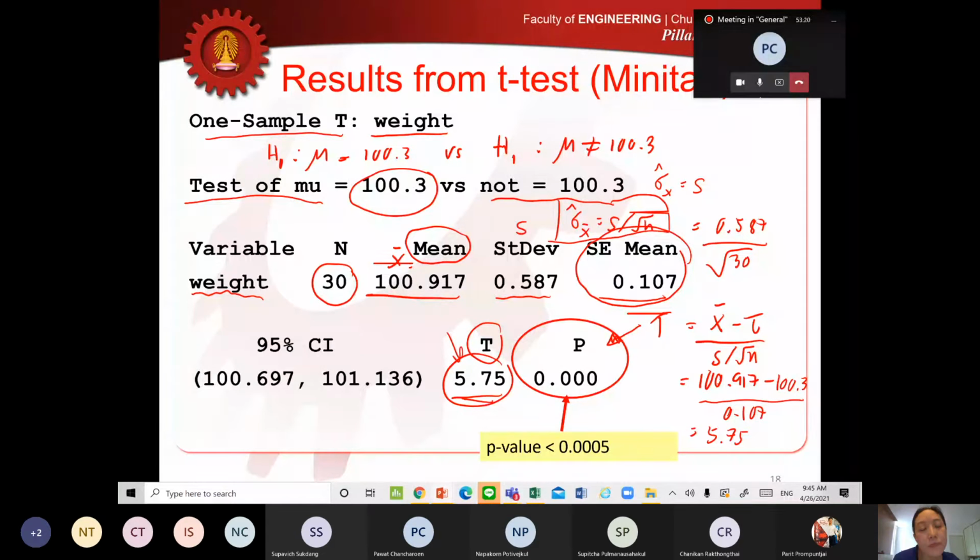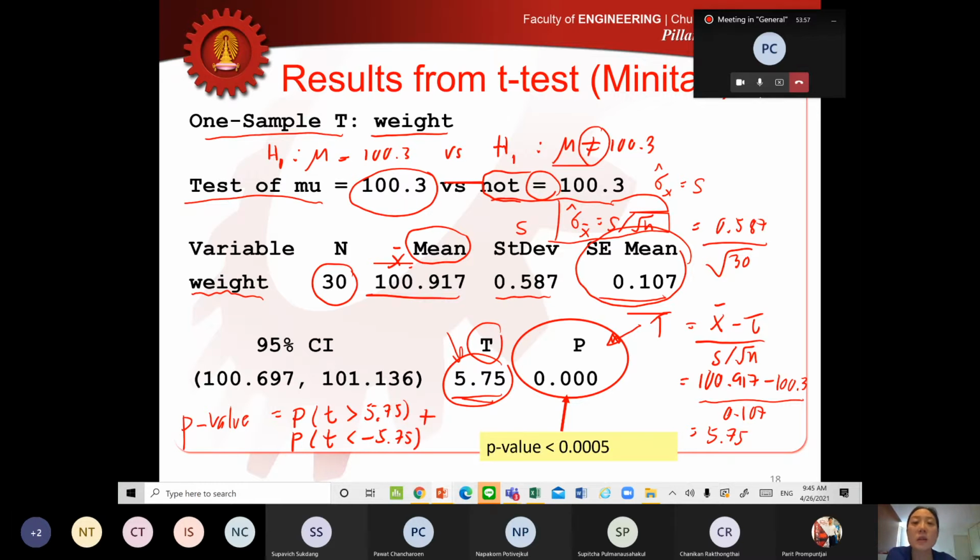And then if you take this number and convert it to the p-value, it will be the probability of the t statistic being greater than 5.75, plus the probability that t is less than minus 5.75. This is basic knowledge from a statistics course. You have a two-sided test, which means the sign in H1 is not equal.